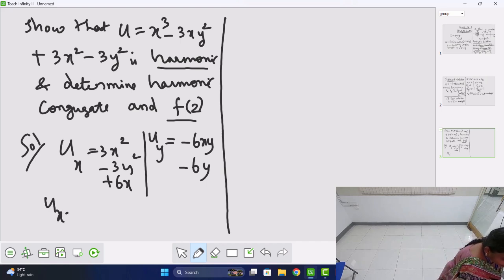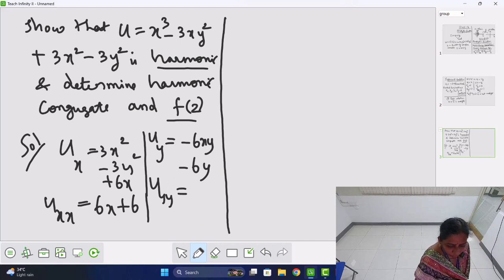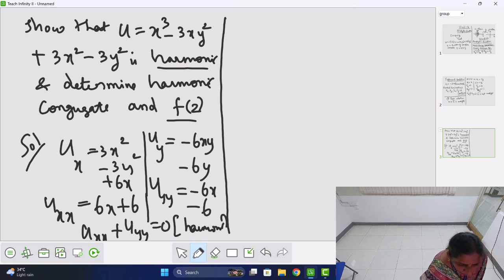What is u double x? Because I have to find the condition for harmonic. So u double x is 6x plus 6, because y will become 0, since the rate of change of ux is with respect to x. Coming to u, y, y: dou u by dou y, I'll get minus 6x minus 6. So at last I'll get uxx plus uyy equal to 0, which implies u is harmonic. Right, one part I got.